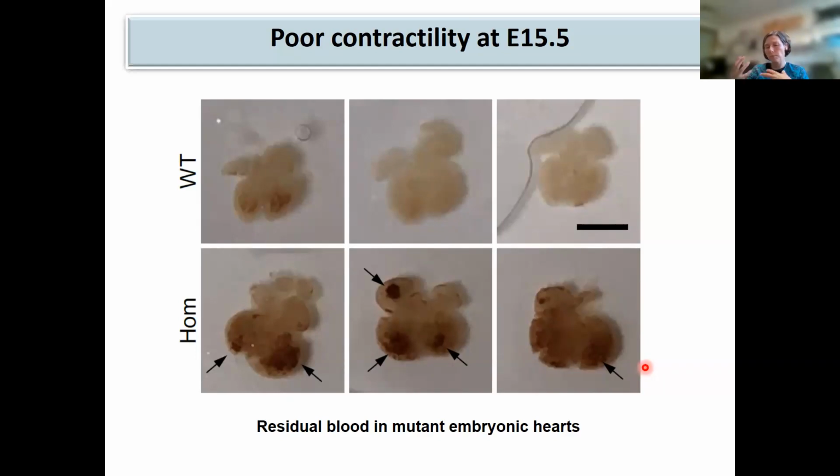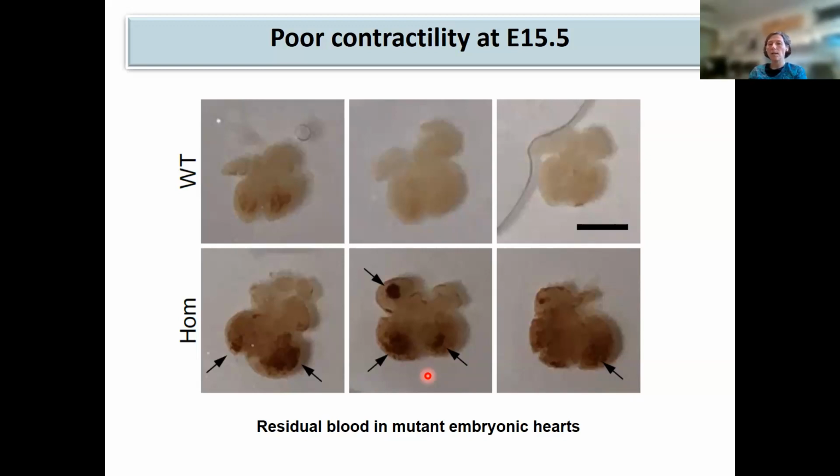One thing that was obvious when we prepared these samples was that there was always residual blood in the embryonic mutant hearts, whereas the wild type hearts were pretty clear of blood. This is because after dissection, the heart still pumps a bit and thereby pumps out the blood and gets flushed out. The fact that this didn't happen in the mutant hearts suggested that they had poor contractility.